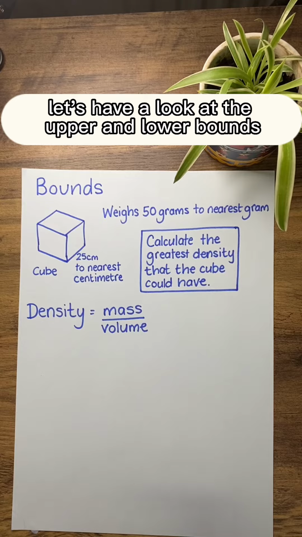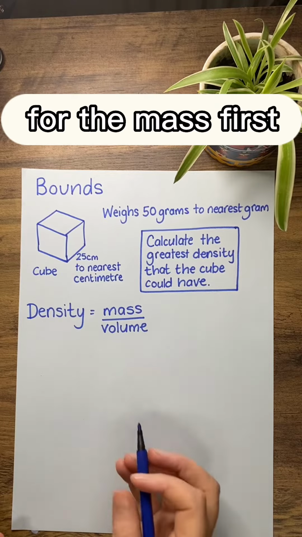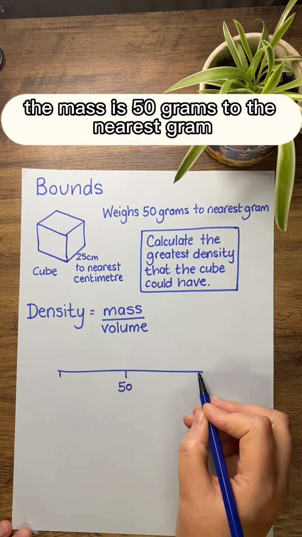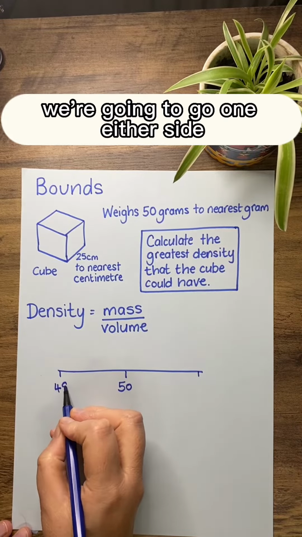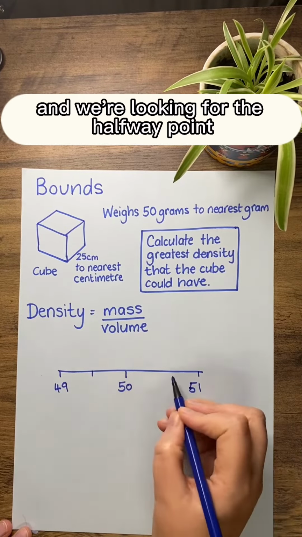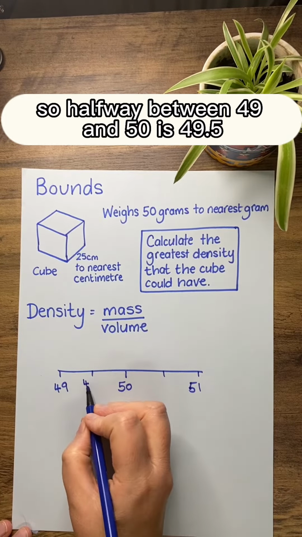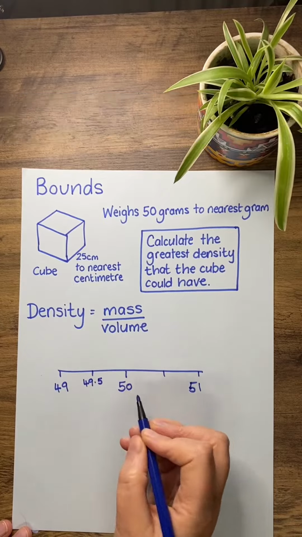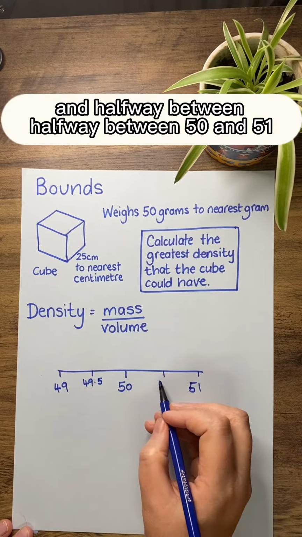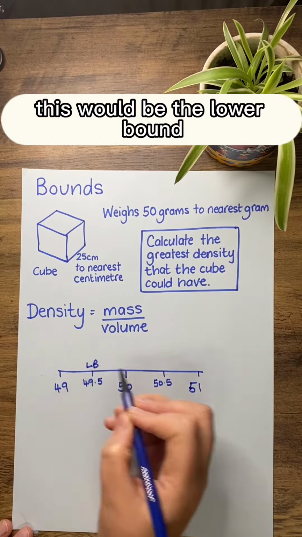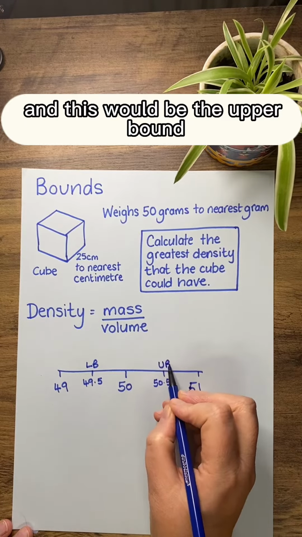Let's have a look at the upper and lower bounds for the mass first. The mass is 50 grams to the nearest gram. So we're going to go one either side and we're looking for the halfway point. So halfway between 49 and 50 is 49.5 and halfway between 50 and 51 would be 50.5. This would be the lower bound and this would be the upper bound.